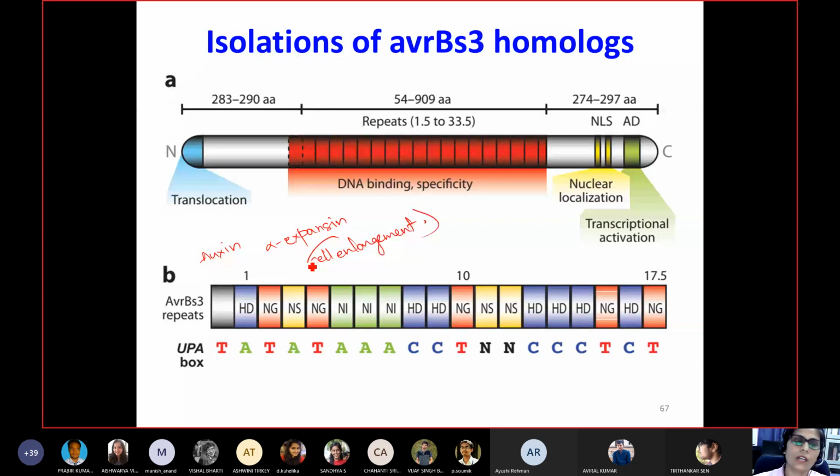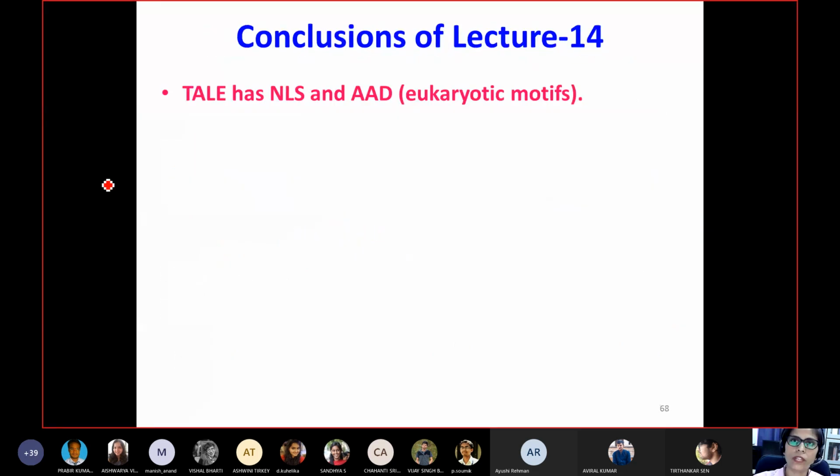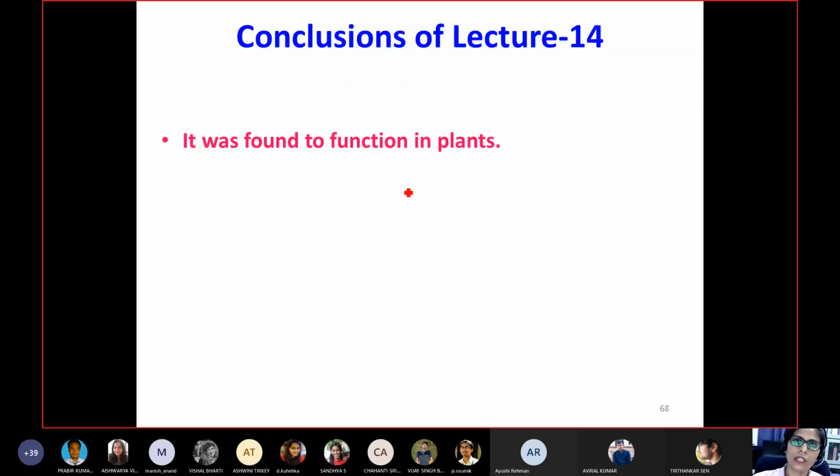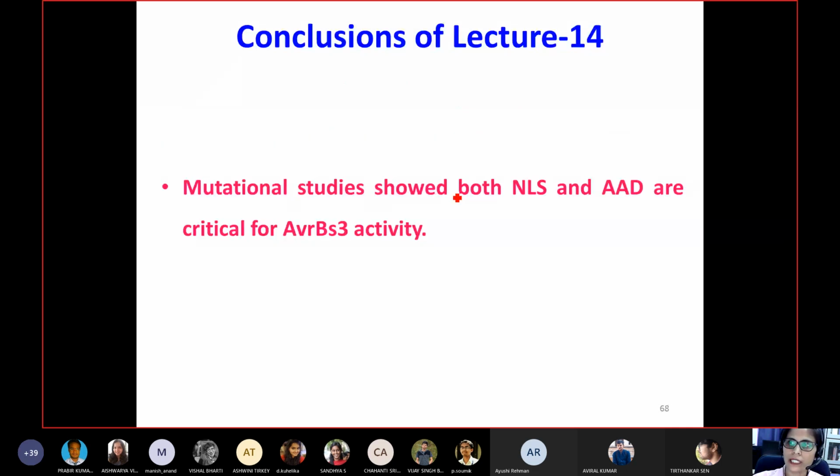Okay. Now, let's come to the conclusion of our lecture 14. So far, we have seen TAL effectors, that is, transcription activation-like effectors, that have a nuclear localization signal and an acidic activation domain. These are peculiar motifs of eukaryotes. It was found to function in plants by the GUS reporter assays we have shown. Then mutational studies showed that both the NLS and the activation domain are critical for the avirulence activity.